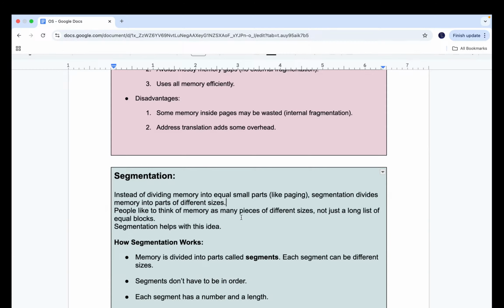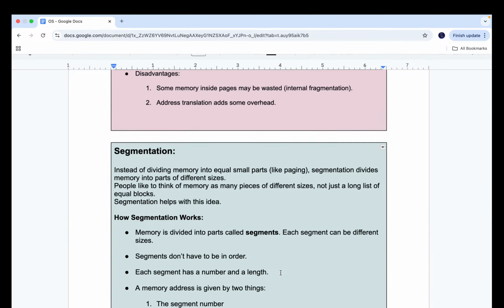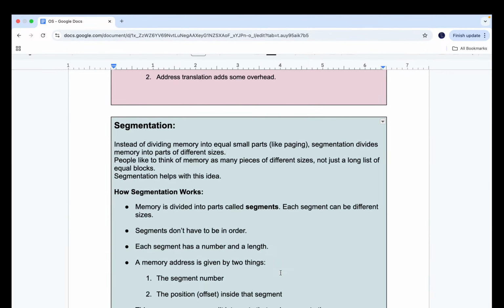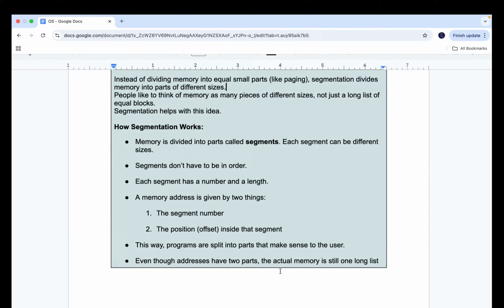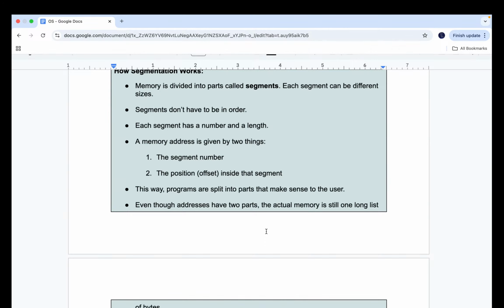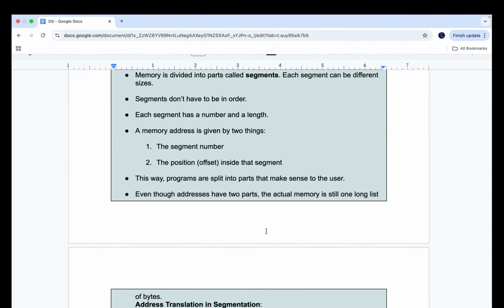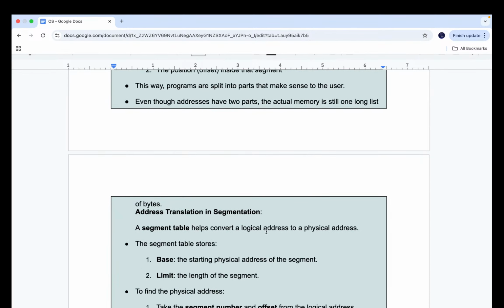How segmentation works? Memory is divided into parts called segments. Each segment can be a different size. Segments don't have to be in order. Each segment has a number and a length. A memory address is given by two things: the segment number and the position inside the segment. This way programs are split into parts that make sense to the user. Even though the address has two parts, the actual memory is one long list of bits.